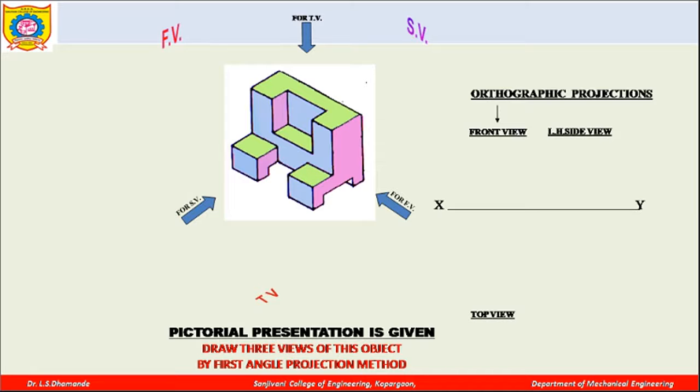Generally we are given the pictorial representation of an object, and you are asked to draw three views of this object using the first angle method of projection. We have seen that the first angle method of projection means you keep the object in the first quadrant, where the vertical plane is above the xy line and the horizontal plane is below the xy line. It means the xy line is the intersection of the vertical plane and the horizontal plane.